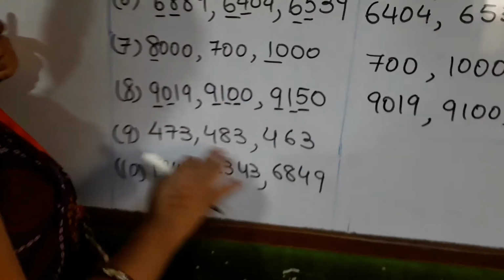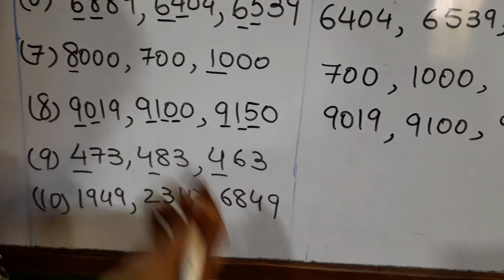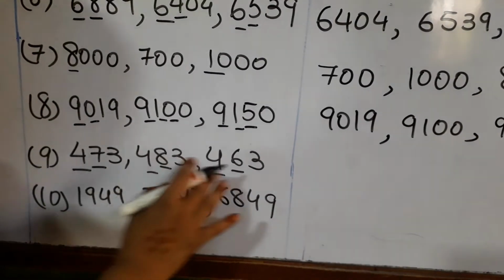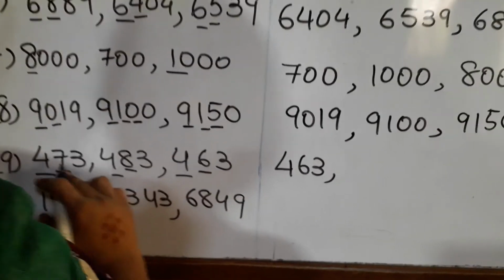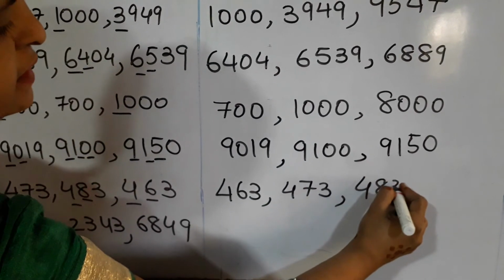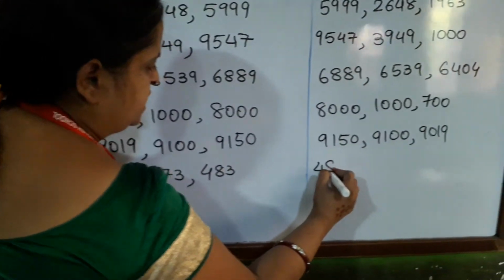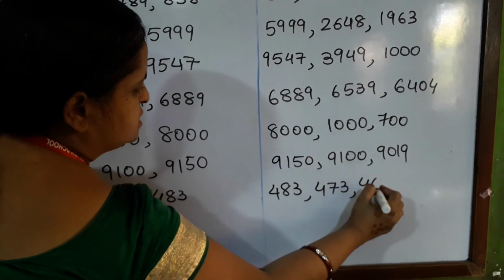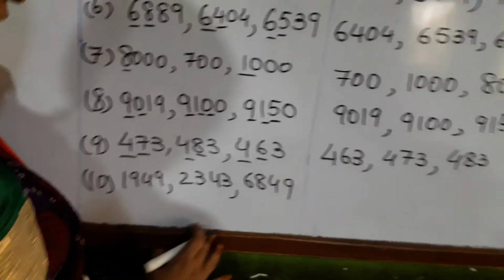Next again it's like 444. We will move on to the next number 786. Right, we will go with this. See here 463, then 473 and 483. We will put it in a decreasing order now. Biggest number 483, 473 and 463.